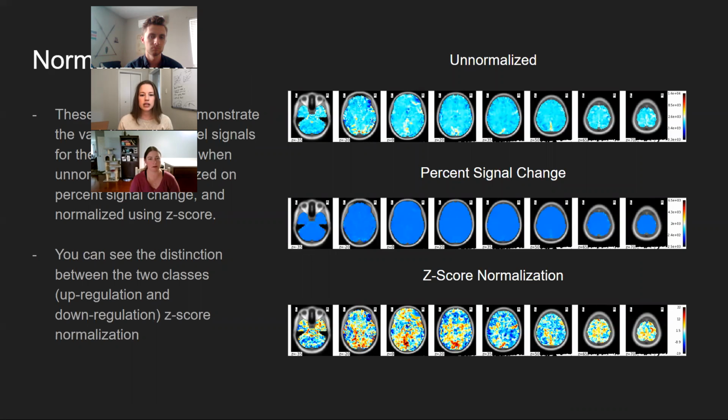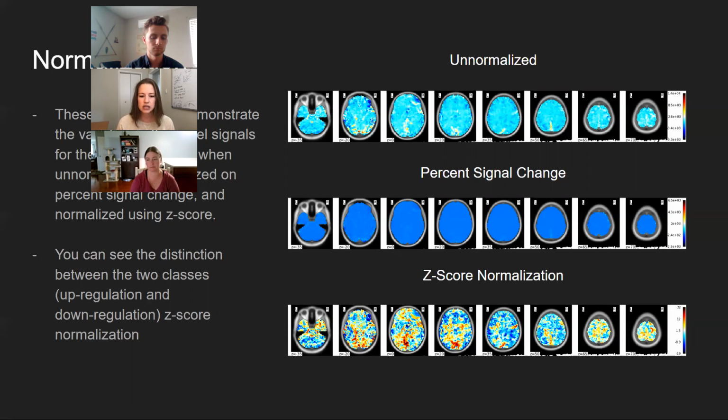We can also see in this slide how the voxel intensities appear when we apply different normalization strategies. The top visualization of the brain is unnormalized, and we don't get a very good distinction between the different signals that we should be receiving for upregulation and downregulation. We get an even worse outcome with the percent signal change, where it seems all the voxel intensities are about flat. At the bottom, when we apply the z-score normalization, you can see distinction between the up and down regulating voxel signals.